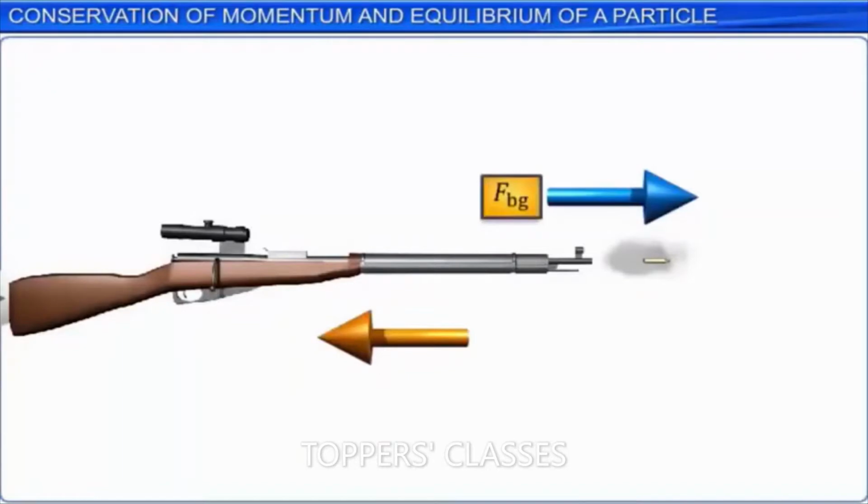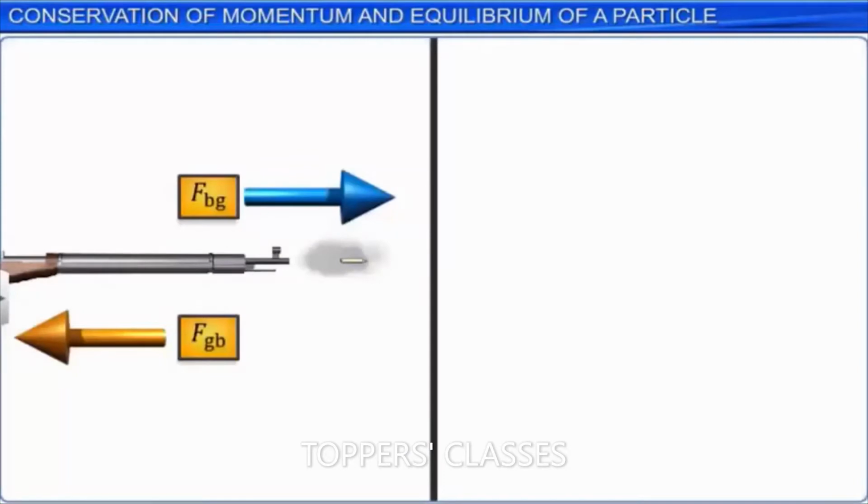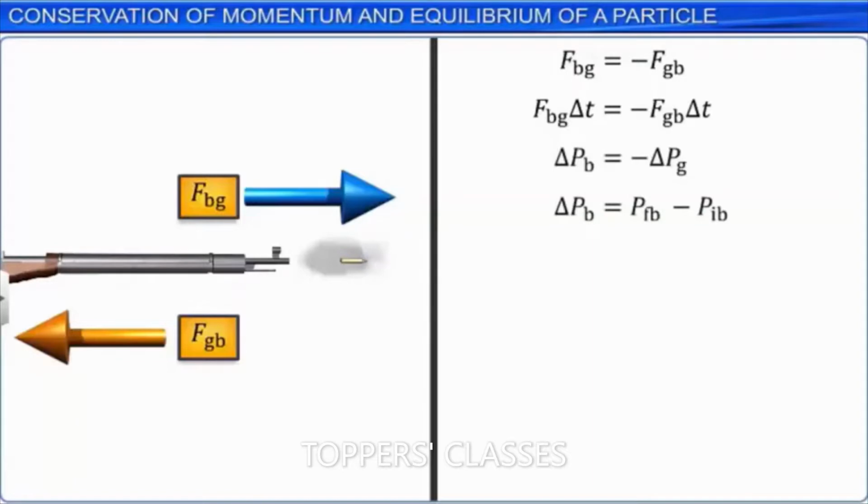If FBG is the force exerted on the bullet by the gun and FGB is the force exerted on the gun by the bullet, then FBG is equal to minus FGB. If delta T is the short amount of time for which FBG acts, it is the same time during which FGB acts. From Newton's second law of motion, the product of FBG and delta T is the change in momentum delta PB of the bullet. Similarly, the product minus FGB delta T is equal to the change in momentum delta PG of the gun.